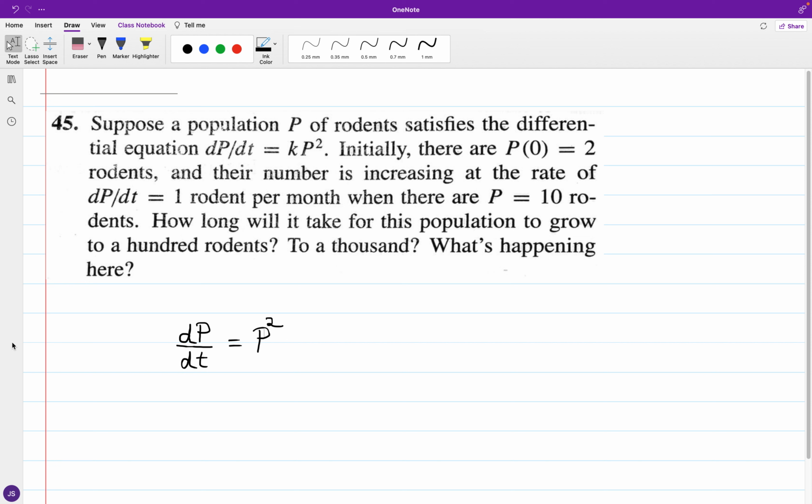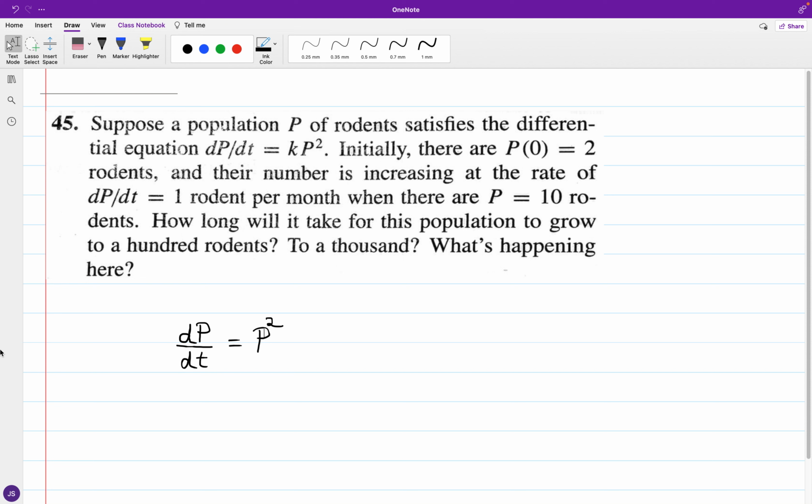Initially, P of 0 is equal to 2 rodents, and their number is increasing at the rate of dP over dt equal to 1 rodent per month as soon as the population reaches 10 rodents. Under these conditions, how long will it take for this population to grow to 100 rodents, and subsequently how long will it take to grow to 1,000? And we have also posed the question, what is happening here?